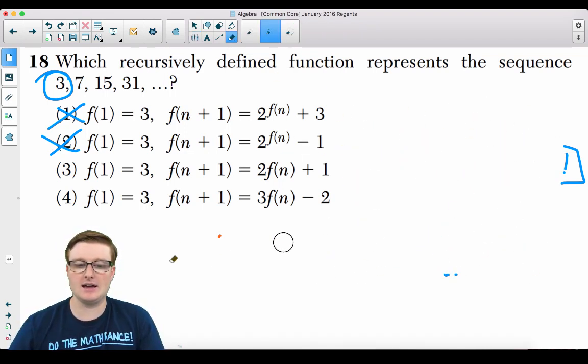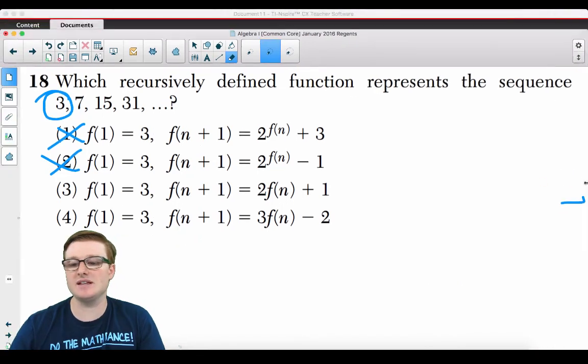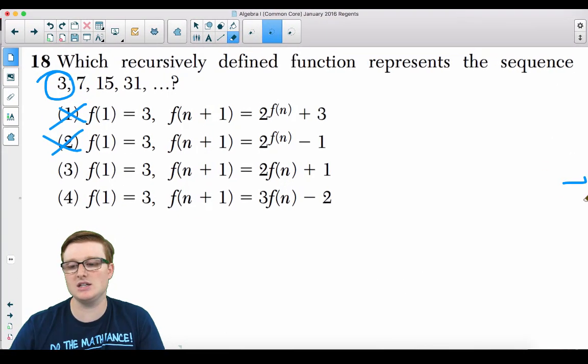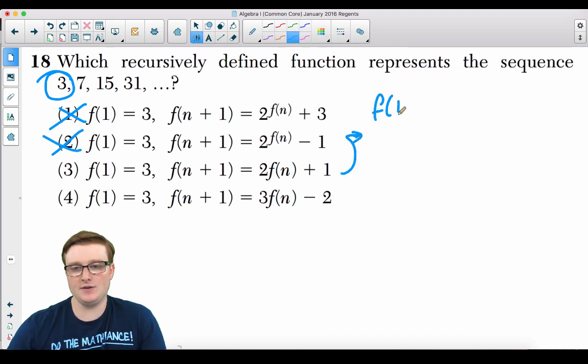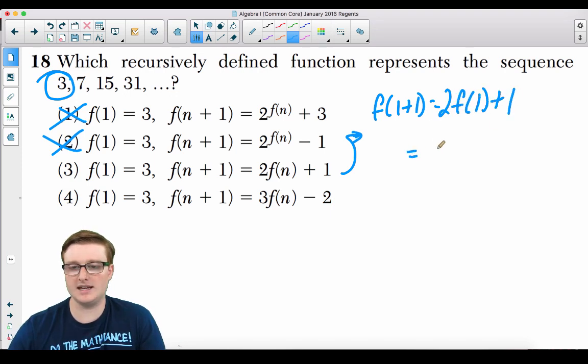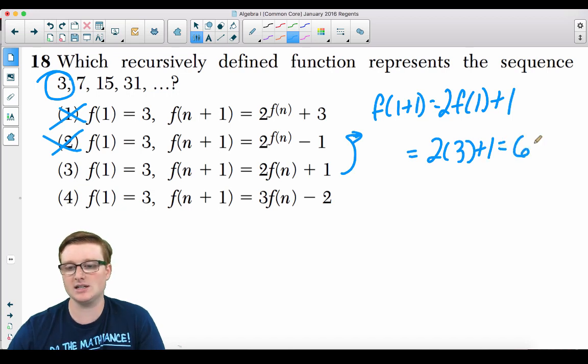Now we got to keep going. Again, this problem is tedious, but I promise you that you will get it right if you just keep on doing this process. Let's try this one. So we get f of 1 plus 1 is equal to 2f of 1 plus 1. That gives us 2 times f of 1, which is 3, plus 1. That gives you 6 plus 1, which is equal to the number 7.